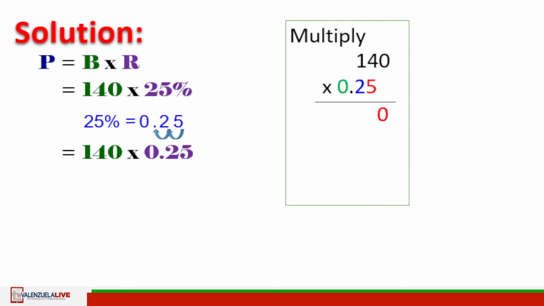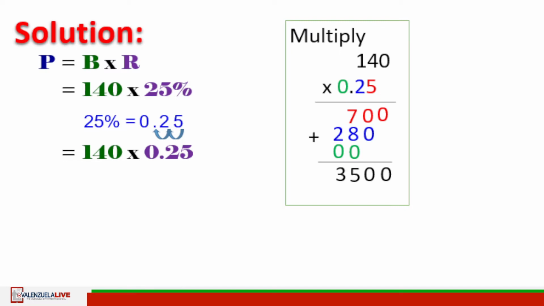5 times 0 is 0. 5 times 4 is 20. Regroup 2. 5 times 1 is 5 plus 2 is 7. 2 times 0 is 0. 2 times 4 is 8. 2 times 1 is 2. 0 times 0 is 0, 0 times 4 is 0, 0 times 1 is also 0. By adding the partial product, we have bring down 0, 0 plus 0 is 0, 7 plus 8 plus 0 is 15, regroup 1, and 1 plus 2 plus 0 is 3.